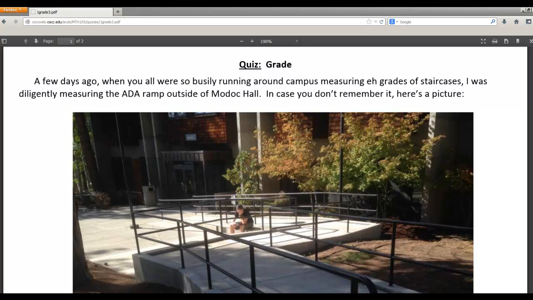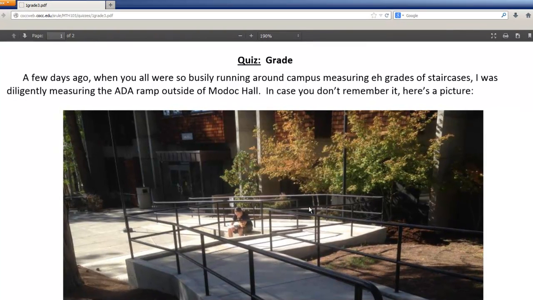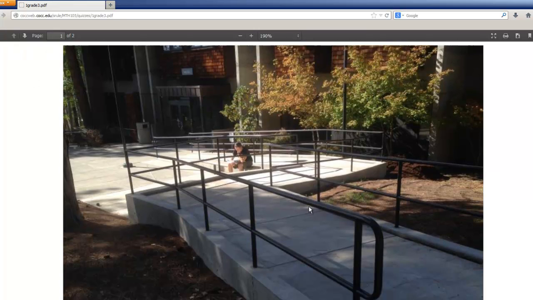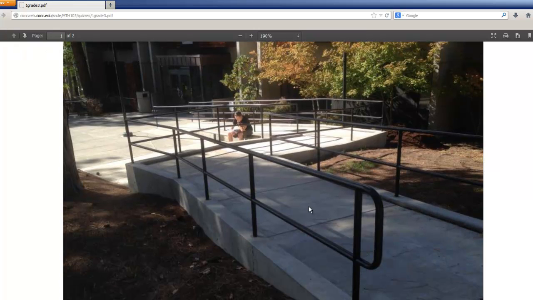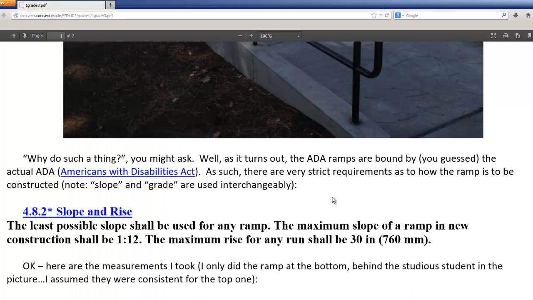Hey everybody! The purpose of this video is to get you some solutions to the ADA ramp quiz. We're checking the grade of the ADA ramp out in front of Modoc Hall and making sure it complies with code. Here we go.